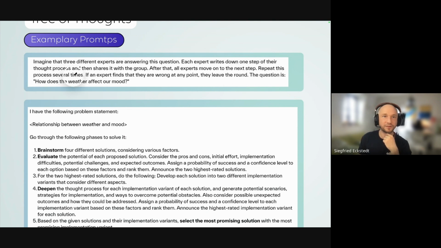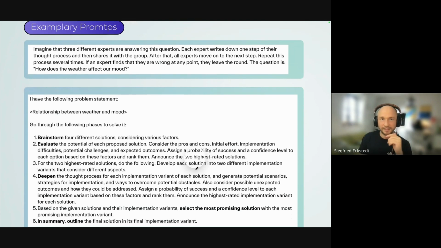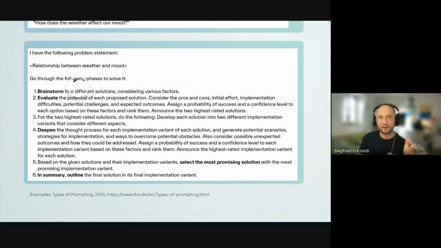Repeat this process several times. If an expert finds that they are wrong at any point, they leave the round. The question is, how does the weather affect our mood? So the question comes at the very end, and at first the process is set up. In a similar way, with a little longer prompt, the structure is a little more explicit, but the idea of the prompt is basically the same.